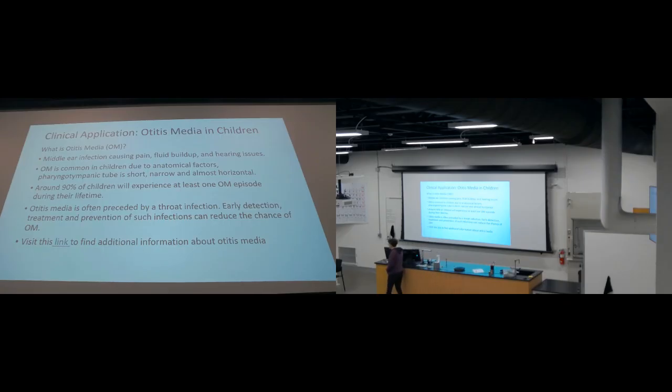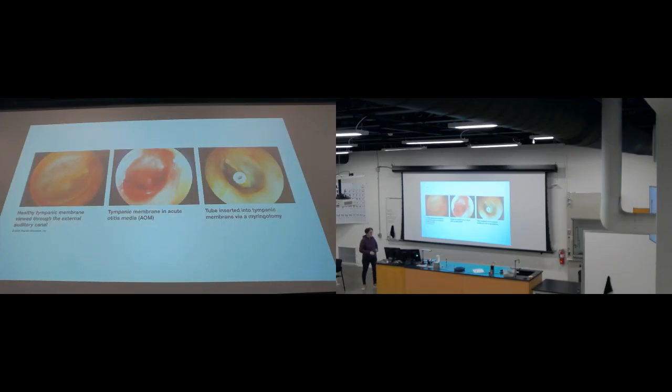Now, when a kid has repetitive cases of otitis media, and sometimes it can be because they have a very narrow pharyngotympanic tube, they can end up with an insertion of a tube into the tympanic membrane to help prevent the accumulation of fluid. If you want to know more about this, you can go into that link.